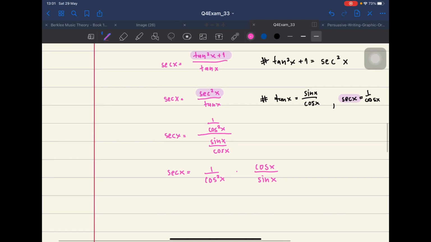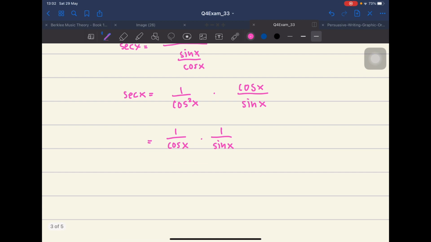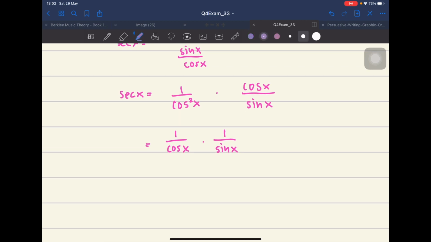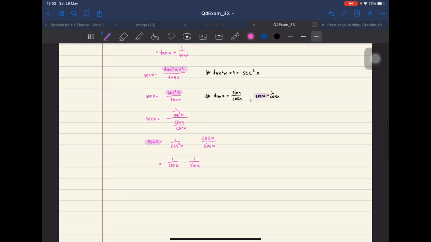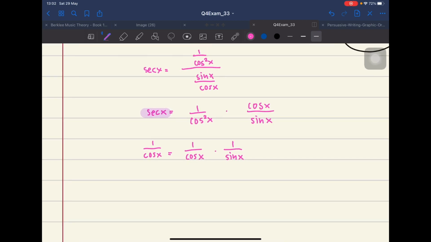So for the following, I'm going to just cut it. It would become 1 over cos x multiplied by 1 over sine x. And for this, I would like to change sec x into this one. It's the same as this one. So it's going to be 1 over cos x. So for this question, I think it's no solution, or impossible.